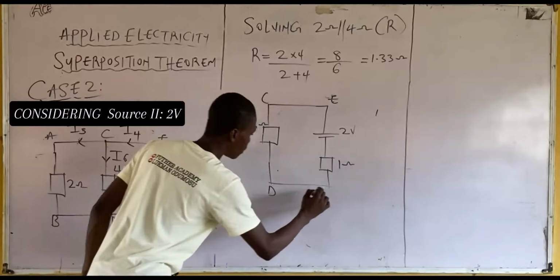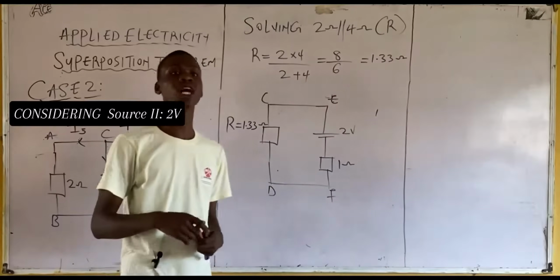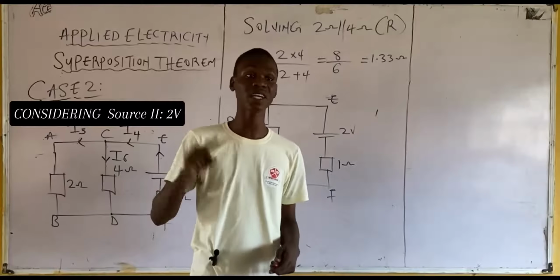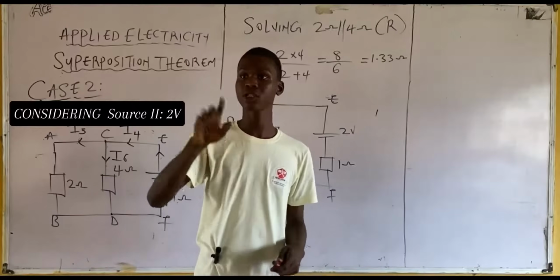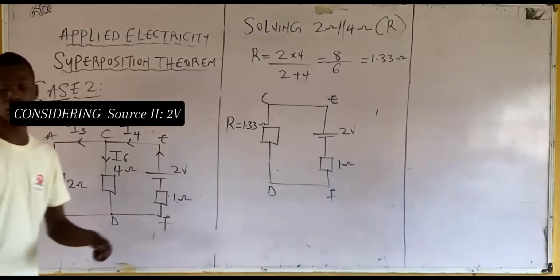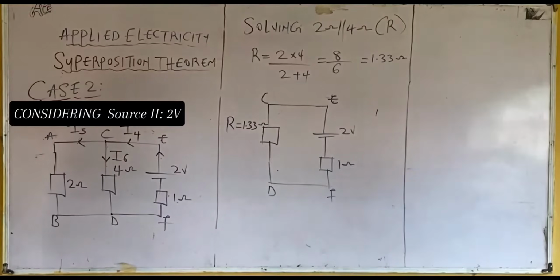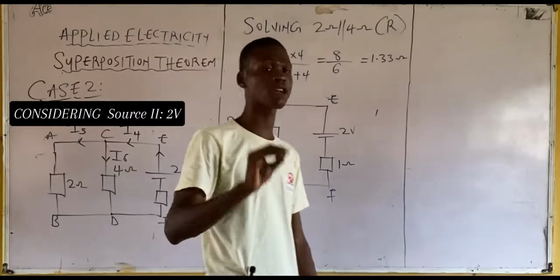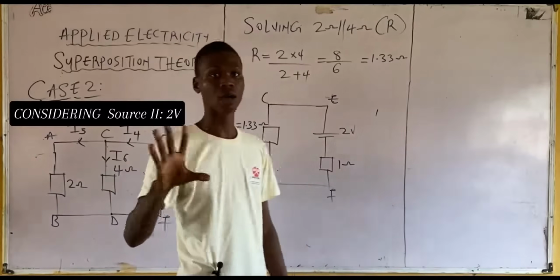Then the branch, that's C, E, D, and F. So when you are solving any circuit problem, it's always advisable to label your circuit diagram. You understand what I'm saying? It's always advisable to label your circuit diagram for easier calculation.